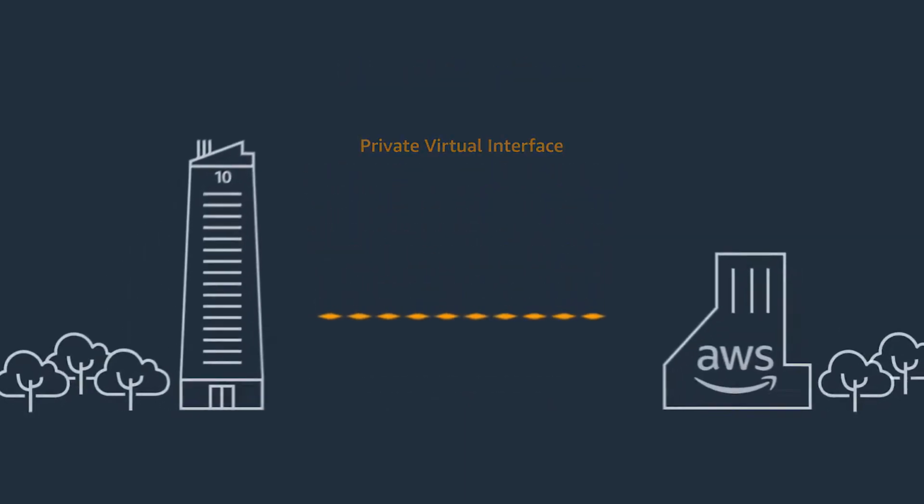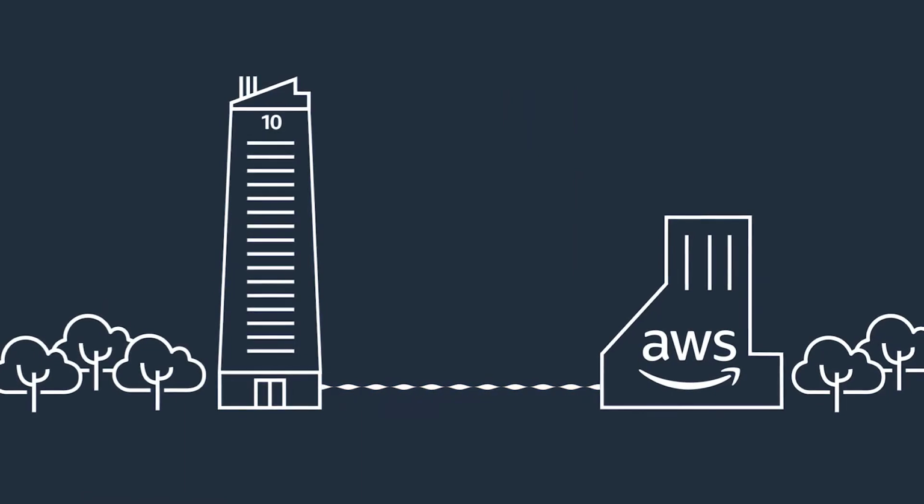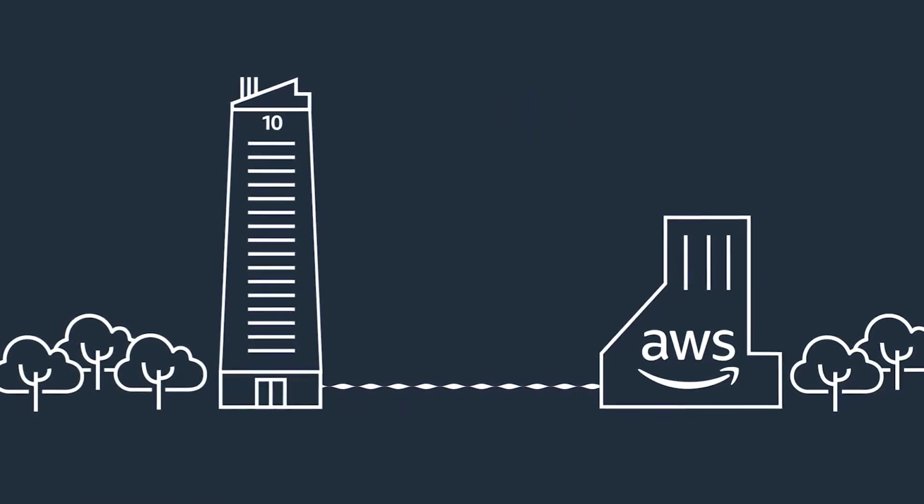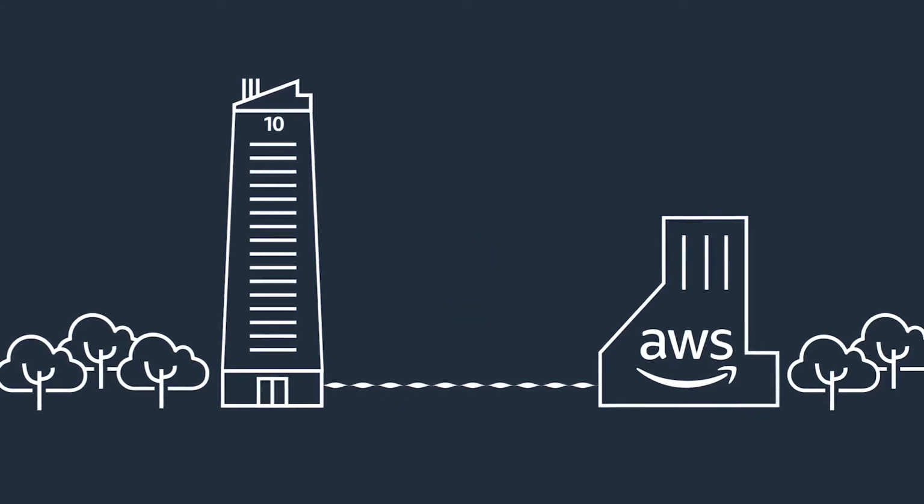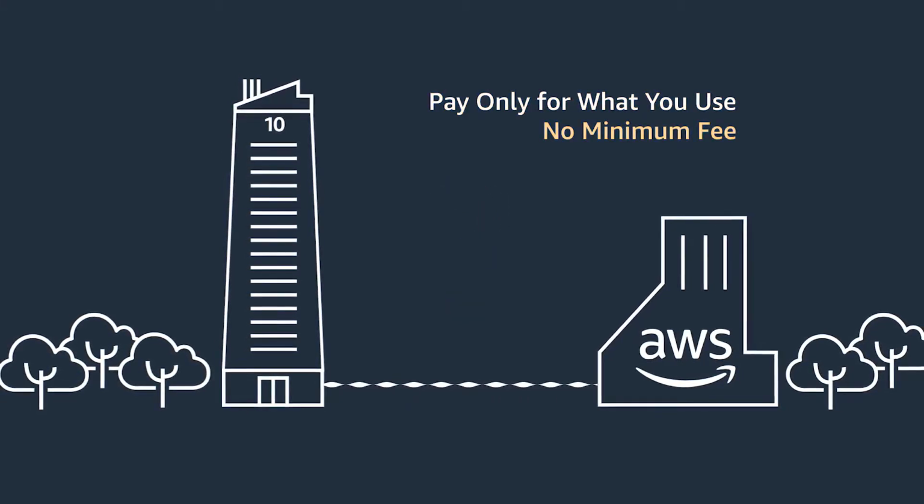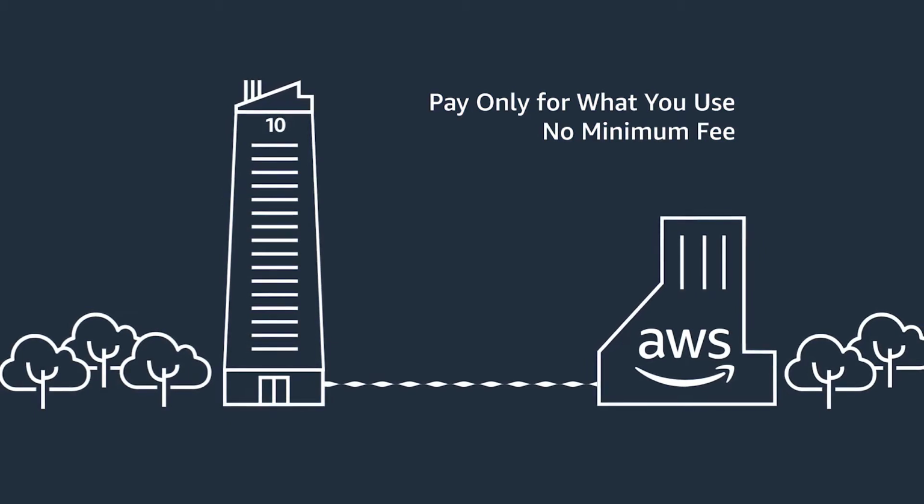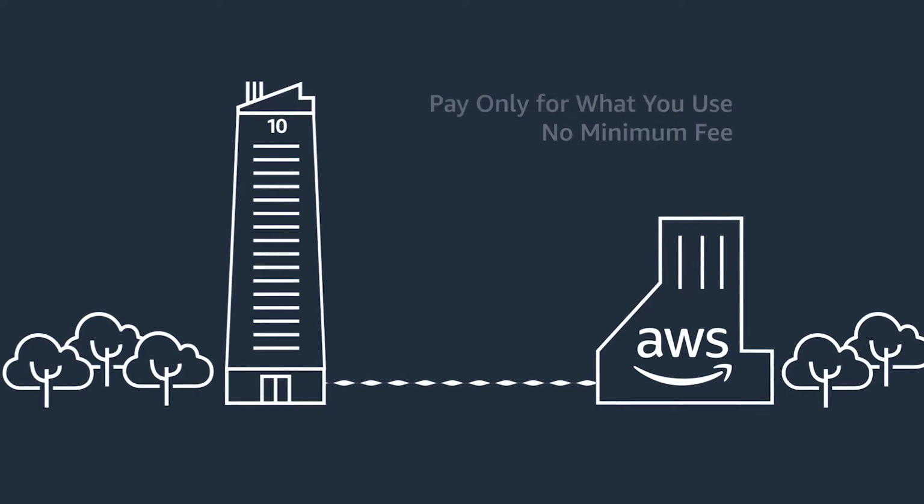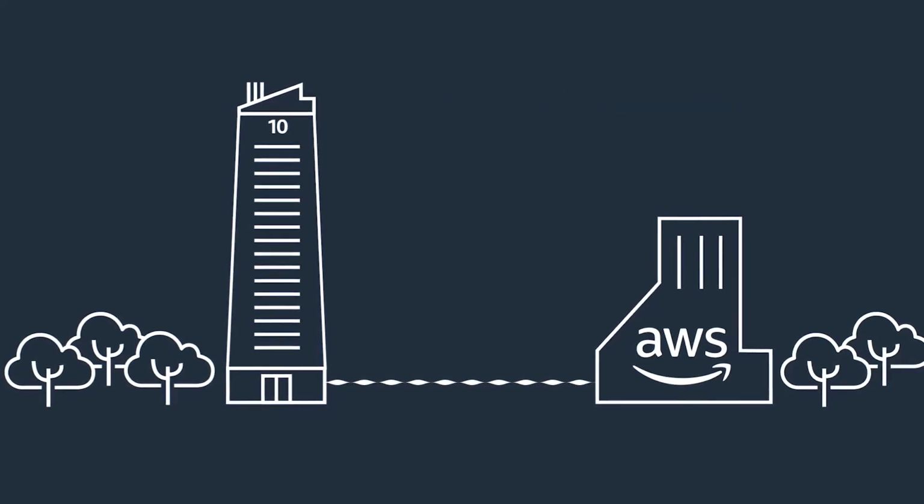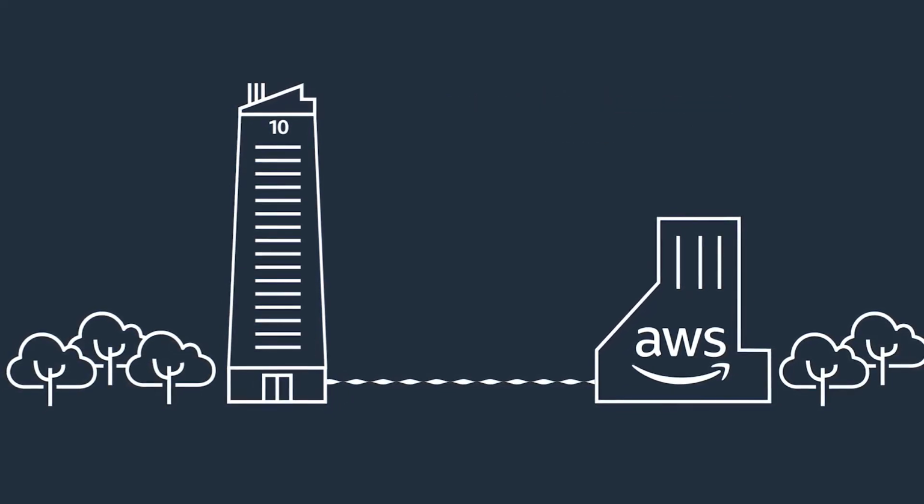Now your Direct Connect circuit is ready to be used and integrated with your network environment. You might be wondering, how much does this all cost? With Direct Connect, you pay only for what you use and there's no minimum fee. Direct Connect has 2 billing elements: port hours and outbound data transfer. There might be additional external billing elements to consider. Consult the Direct Connect website for current pricing details.